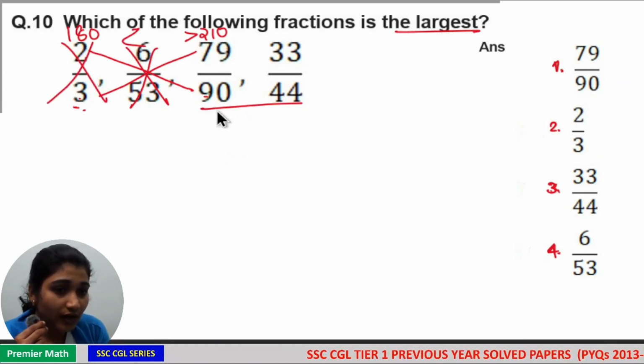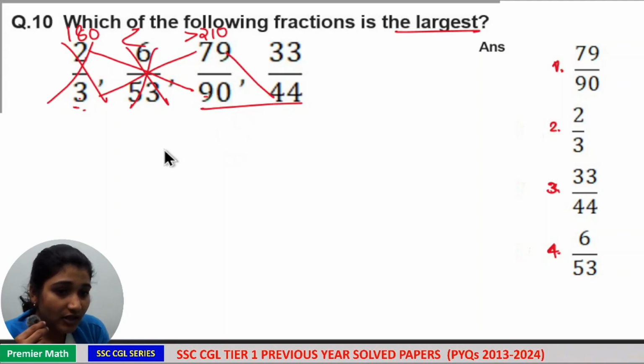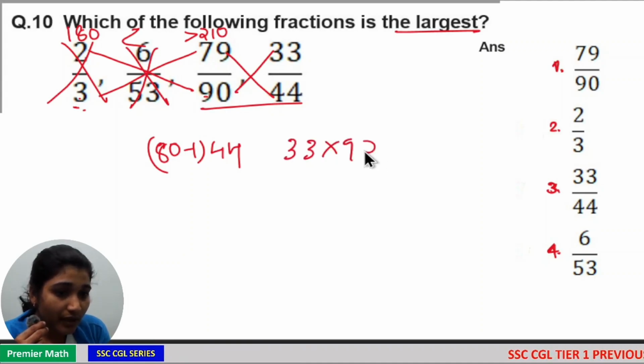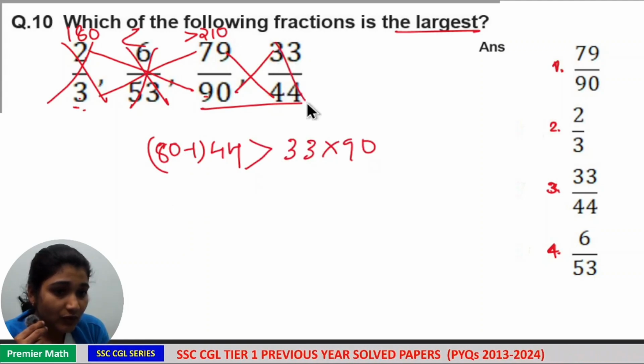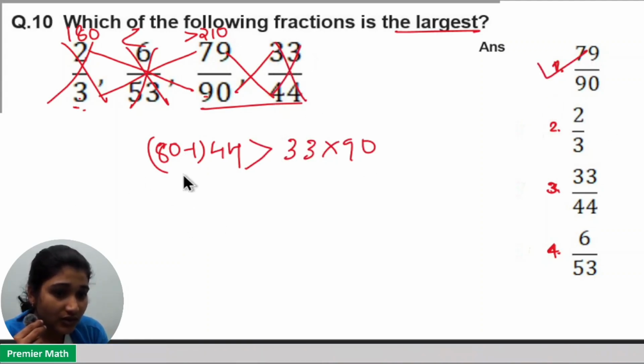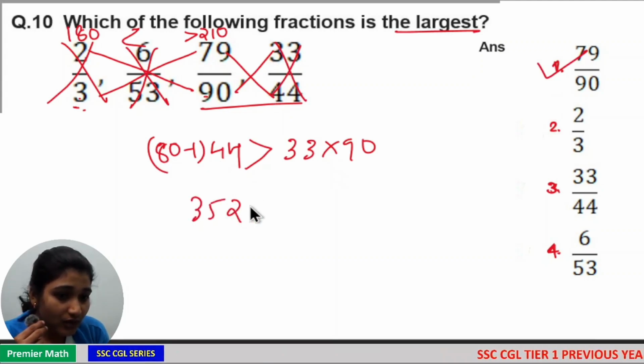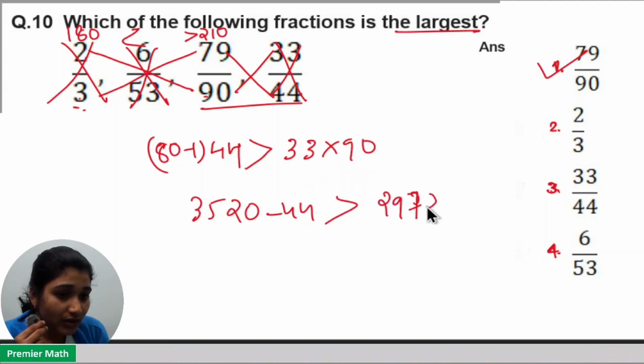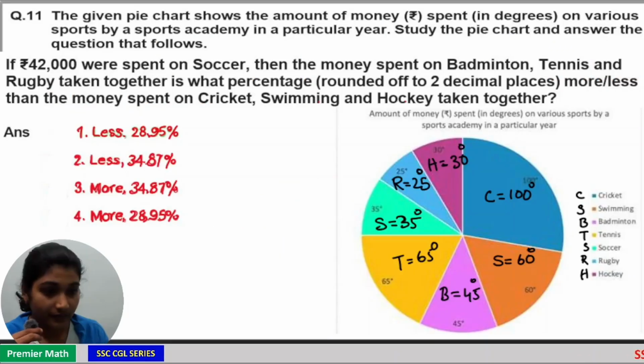Now compare these two fractions. For that, cross multiply. 79 into 44, I can write it as 80 minus 1 into 44. And here 33 into 90. Simply this one should be greater than 33 by 44. So 33 by 44 is eliminated. Option 1 is your answer. That is, here 8 into 4, 32. 8 into 4, 32 plus 3, 35. So 3520 minus 45 should be greater than here 9 into 3, 27. 9 into 3, 27 plus 2, 29. So this is 2970. So this should be greater. Option 1 is your answer.